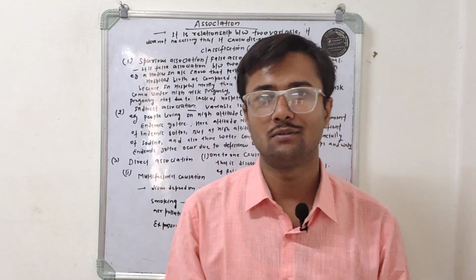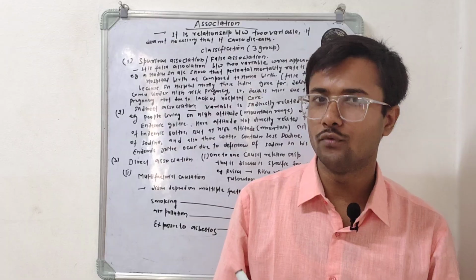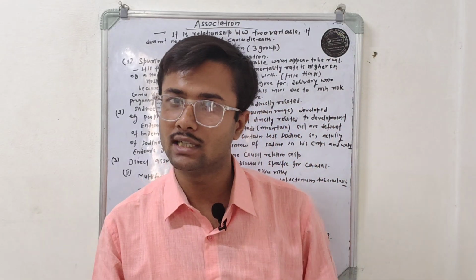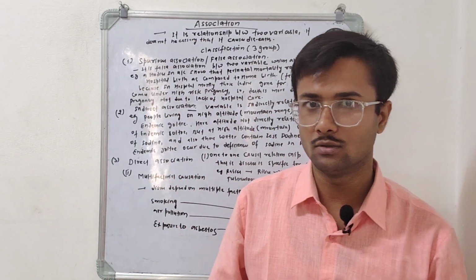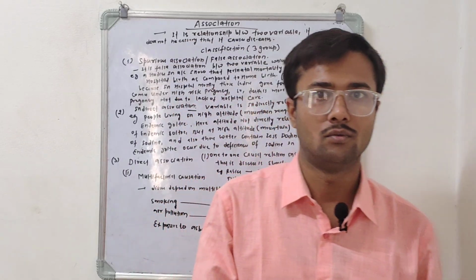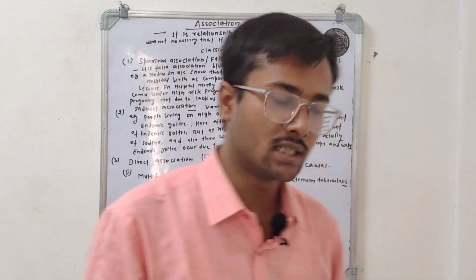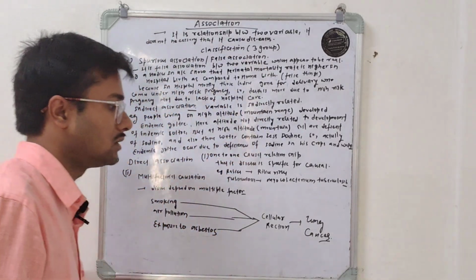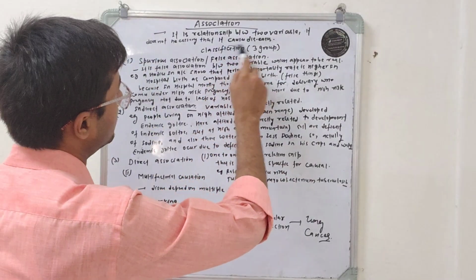First, we try to understand the meaning of association. Association means two variables are related to each other. It does not mean that one variable causes the disease or is responsible for the disease. In simple terms, the two variables are related to each other. It is not necessary that it causes a disease.